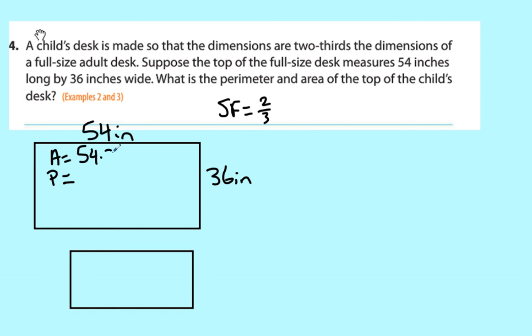Let me just do the math. 54 times 36, and we can do 54 plus 36 plus 54 plus 36. And we could do that. And then we could use our formula and we could multiply it by the scale factor, or the scale factor squared if we were doing area. And we could come up with these here.